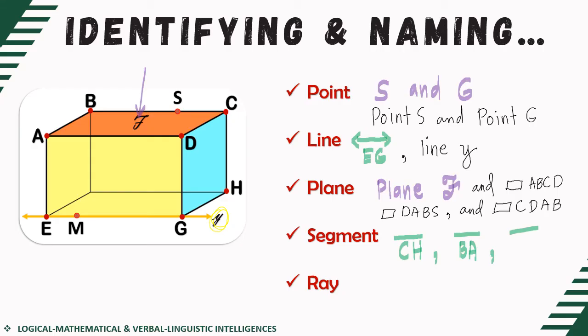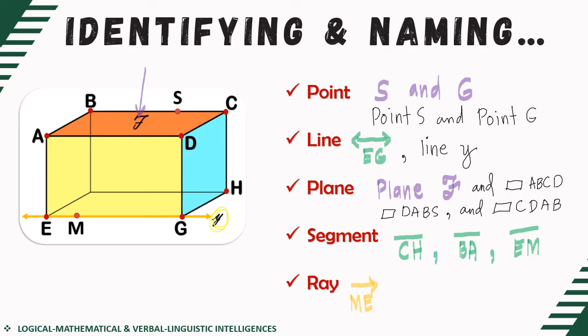What else? There are a lot of examples here that we can use, but I'm just going to have random examples in here. Now, let's proceed with a ray. How are we going to name a ray? It's almost the same with line and segment, but the symbol at the top of the letters must be a ray as well. So for example, I have ray ME.